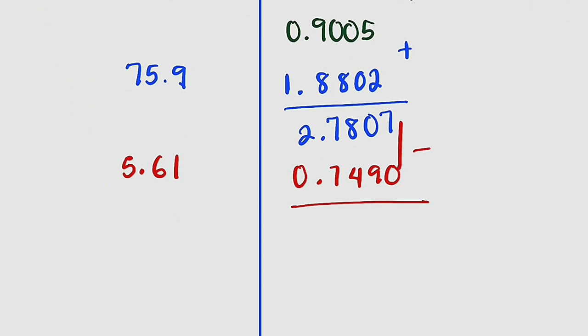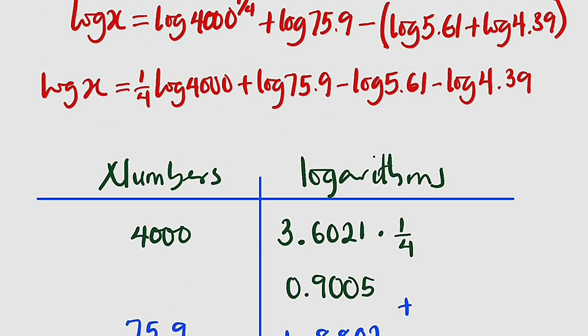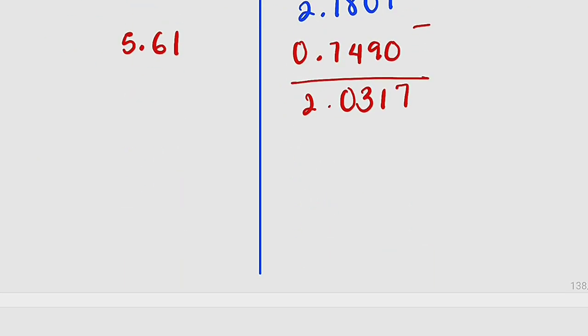7 minus 0 is 7. We have 0 here. Once you borrow 1, it becomes 10. And 10 minus 9 is 1. We have 7 here left. And that 7 minus 4 is 3. Then 7 minus 7 is 0. 2 minus 0 is 2. You see what we have? Then the last one, which is 4.39.